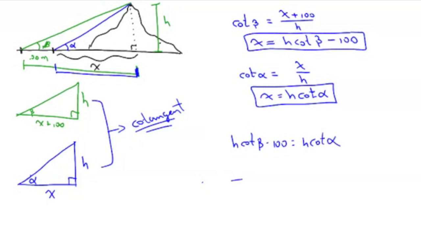Alright. What are we trying to solve for? Trying to solve for h. So how do you solve for h when they're on two different sides? Put them on the same side. So what I'm going to do is switch the 100 and the h cotangent of alpha, and you change the sign.